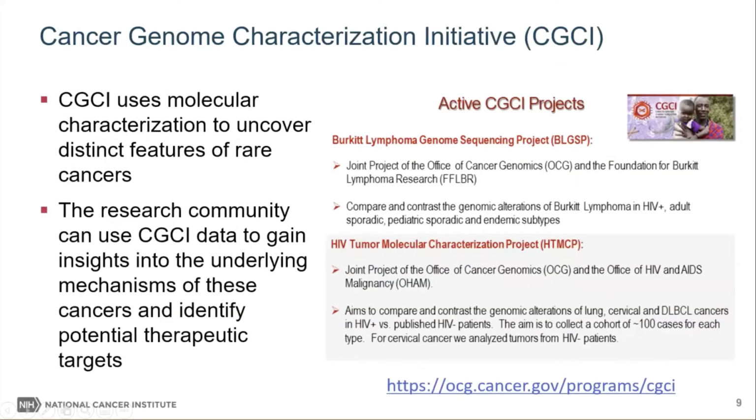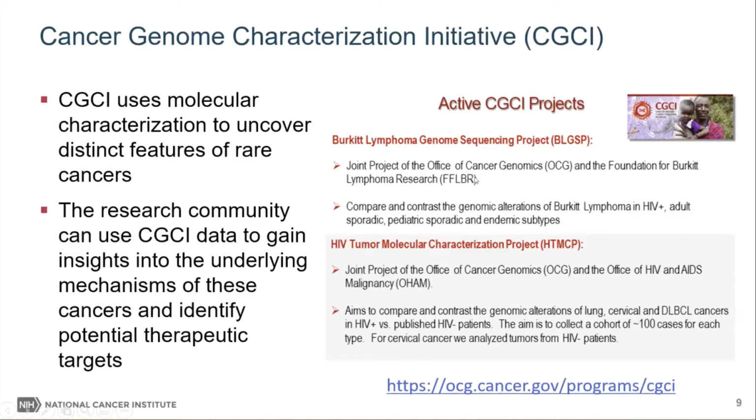Going into the Cancer Genome Characterization Initiative, or CGCI, this project focused on rare cancers, and there are 2 primary projects that the GDC supports from CGCI. There's the Burkitt Lymphoma Genome Sequencing Project, which is BLGSP. This was a joint initiative between the OCG and the Foundation for Burkitt's Lymphoma. And if you're familiar with Burkitt's, it's a type of non-Hodgkin's lymphoma with a chromosome translocation of the MYC gene.